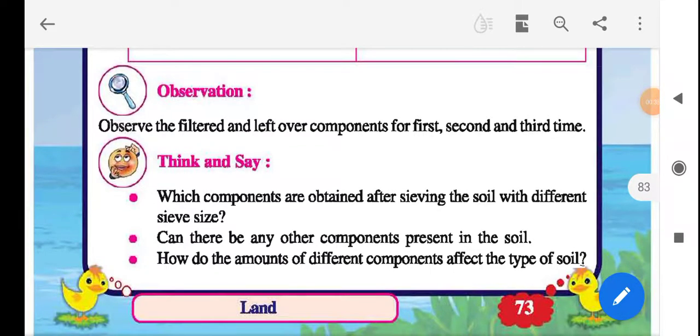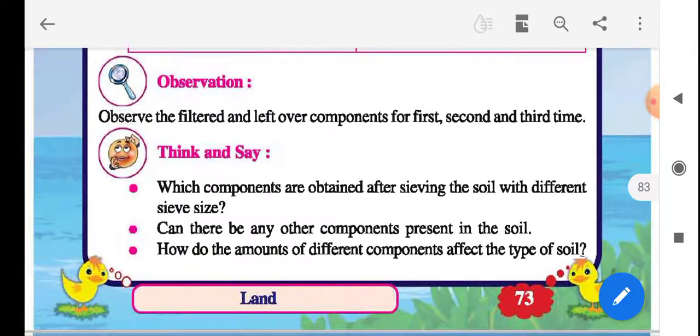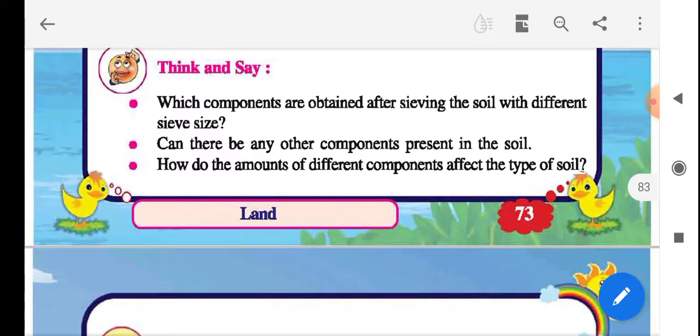Next we will discuss the filtered and leftover components from the first, second and third sieving. They have asked us three questions. Which components are obtained after sieving the soil with different sieve sizes? The answer is the big components remain. Can there be any other component present in the soil? Yes, of course. Fine, minute components are also mixed with the soil.